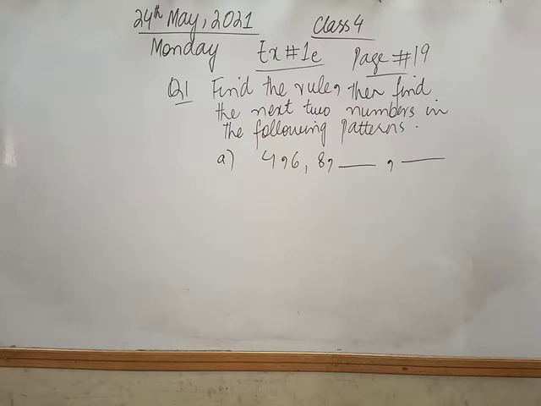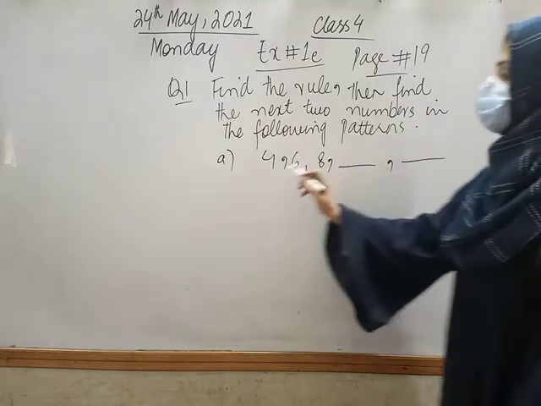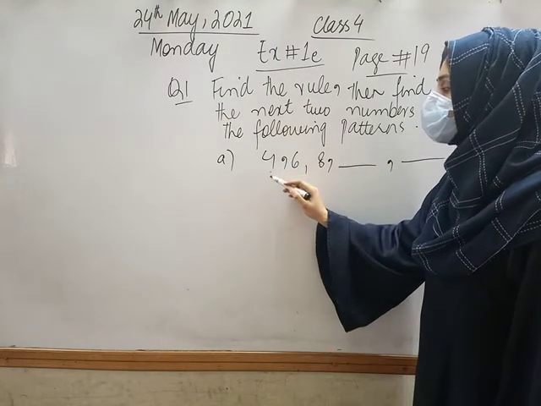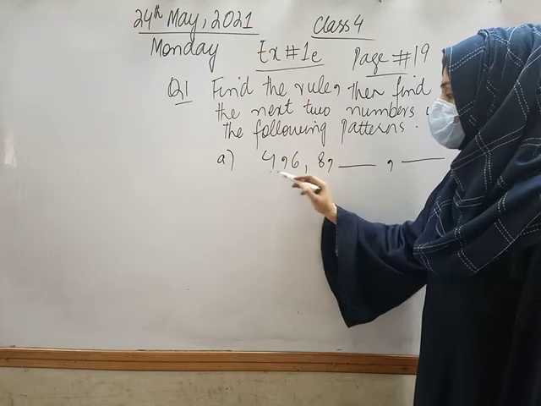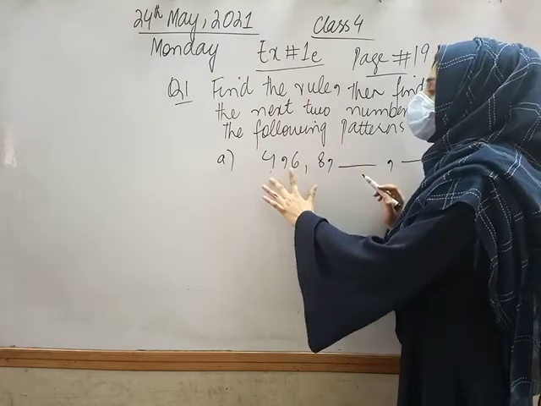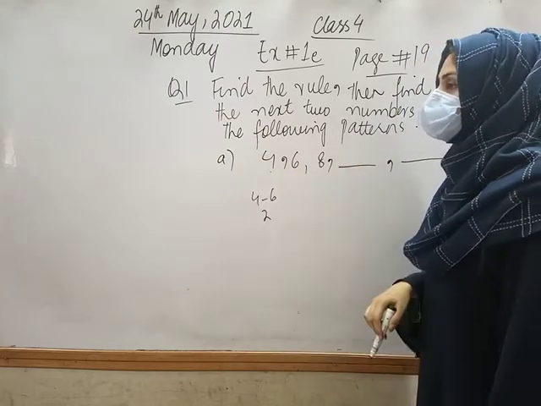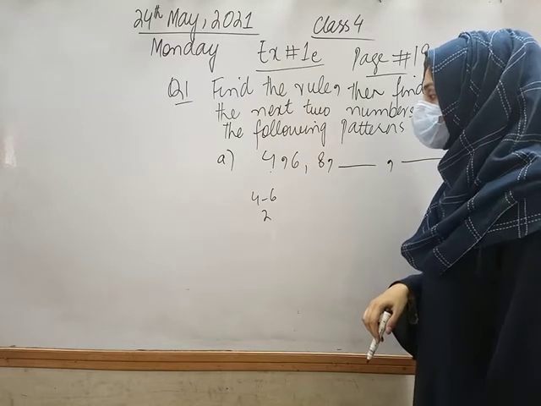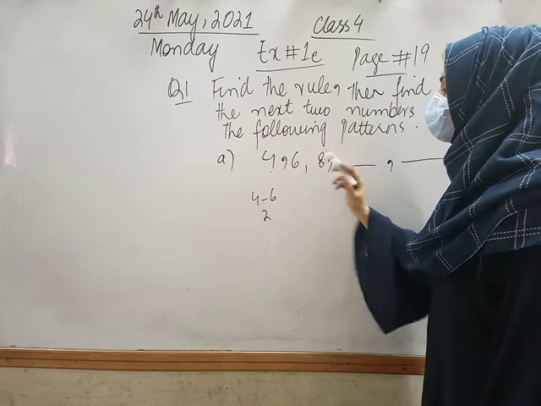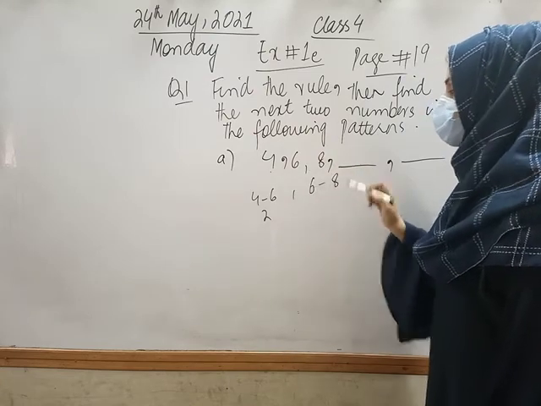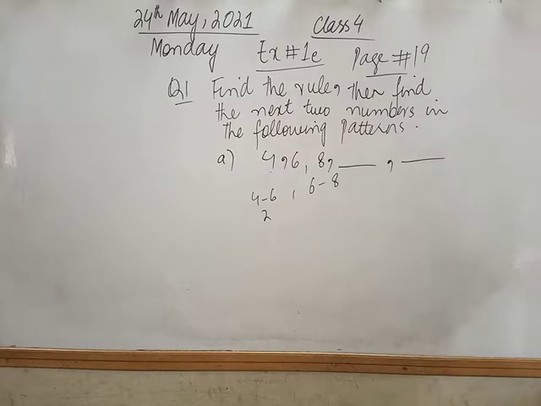So if you look, class, first of all we will decide the order, what type of order it is. If you look, we have 4, the first number, and after 4 we have 6. So the difference between the two is 2. 6 minus 4 is 2. Isn't it, class? Okay. Now if you look again, 8 minus 6.